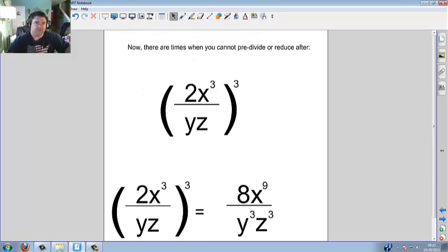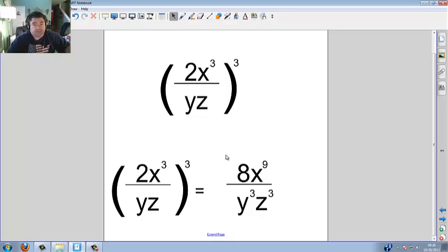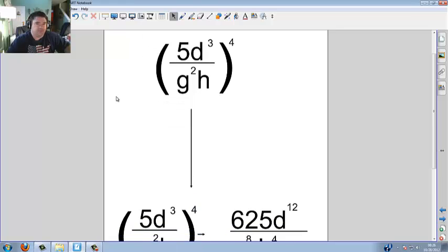Completely your call. Now there are times when you cannot pre-divide or reduce after. Take a look at this. 2x cubed over yz, and all this is cubed. Well, you have to get everything to the 3rd power. 2 to the 3rd power is 8, x to the 3rd power to the 3rd power is x to the 9th, y to the 3rd power is y to the 3rd, z to the 3rd power is z to the 3rd. Okay, and that's where we're at. There's nothing I can do with it. You try, go ahead.